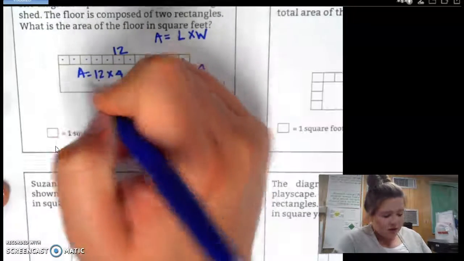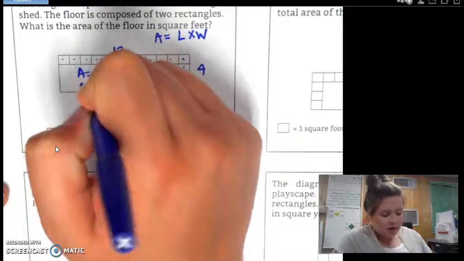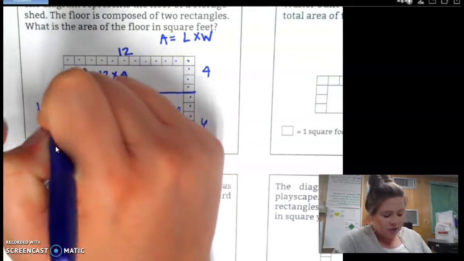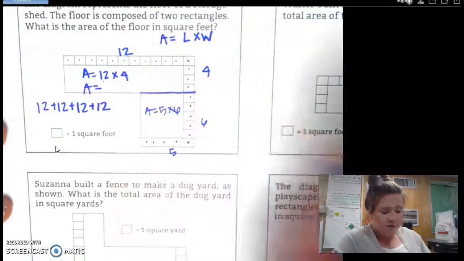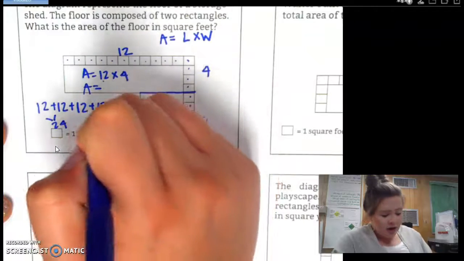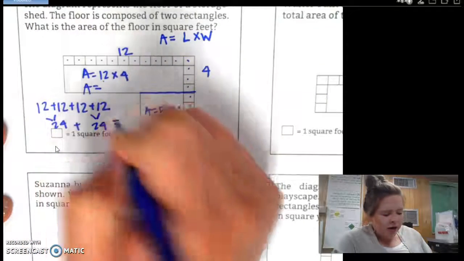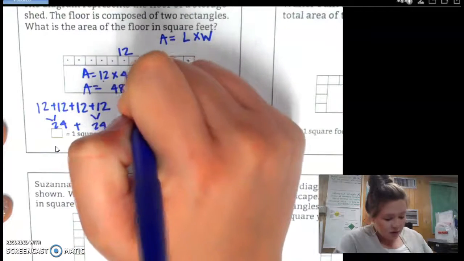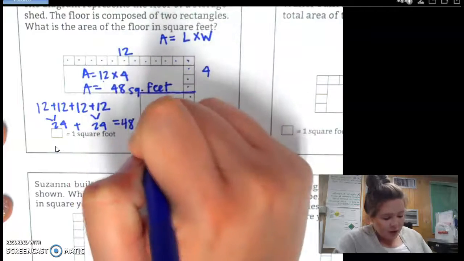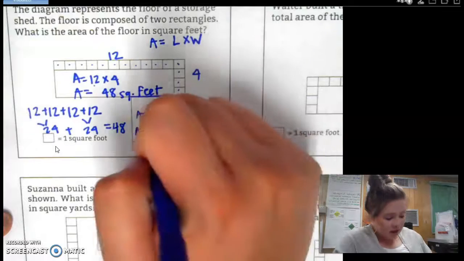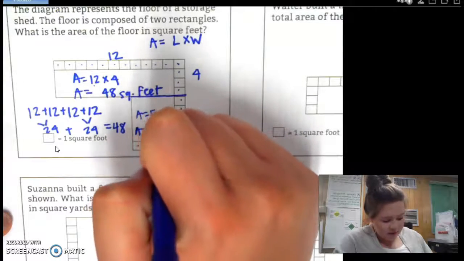So area equals, well, 12 times 4, I'm going to do 12 plus 12 plus 12 plus 12. I know that 12 plus 12 is 24. So then that means here, that is also 24. 24 plus 24, in my head, I know that that is 48. 48 square feet. And then area equals 5 times 6. What is 5 times 6? Good, equals 30 square feet.